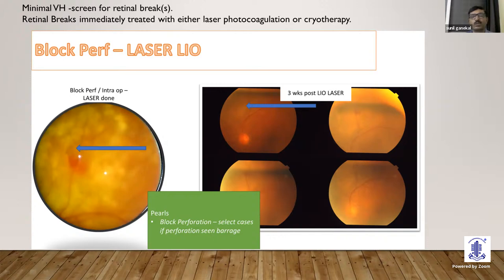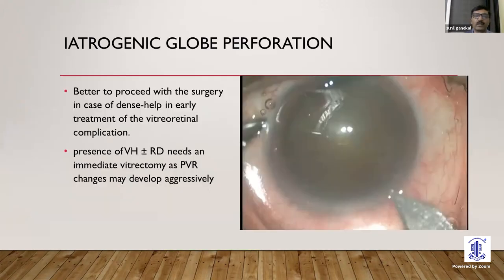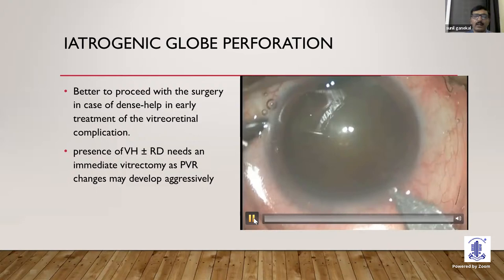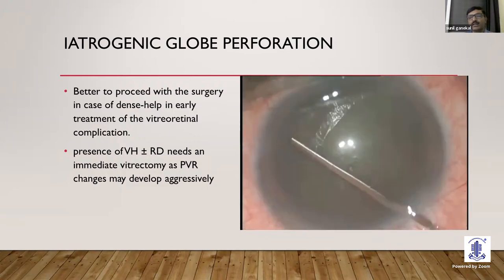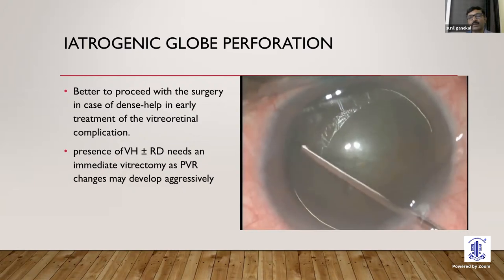The prognosis is good if there is no associated subretinal hemorrhage or only a minimal vitreous hemorrhage. So it is better to proceed with the surgery if you suspect globe rupture and a dense cataract, like in this case, where the patient had a dense cataract. These patients need to be tackled and treated early, because there could be an associated vitreous hemorrhage and RD can cause a PVR and the prognosis may worsen.